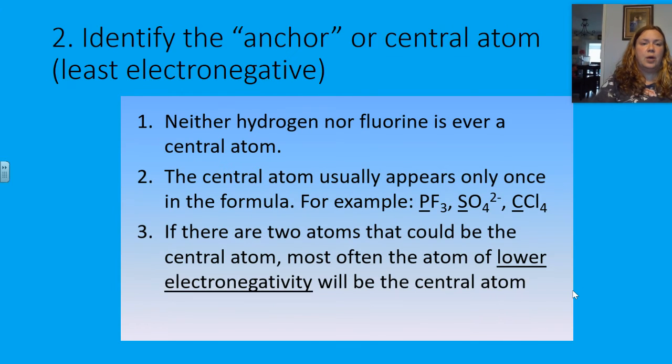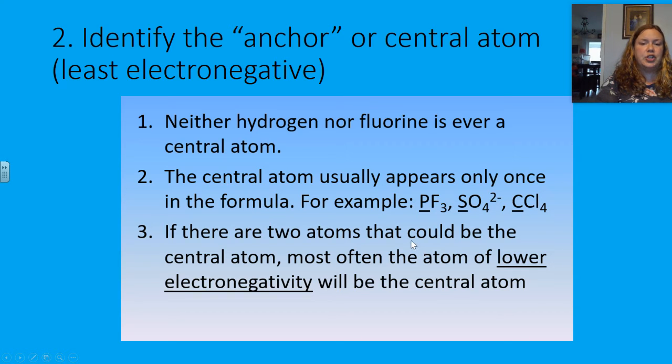So step 2, we're going to identify the anchor or central atom. Now, we want to find the least electronegative. One thing to point out, neither hydrogen nor fluorine can ever be a central atom. The reason is fluorine is super duper electronegative, and hydrogen can't hold more than 2 electrons anyway, so it can only have 1 bond. Another example, the central atom usually appears just once in the formula. So if you have PF3, notice there's 3 fluorines, so that's going to be really hard for a fluorine to be a central atom. It's not always the case, but that's a pretty good indication.